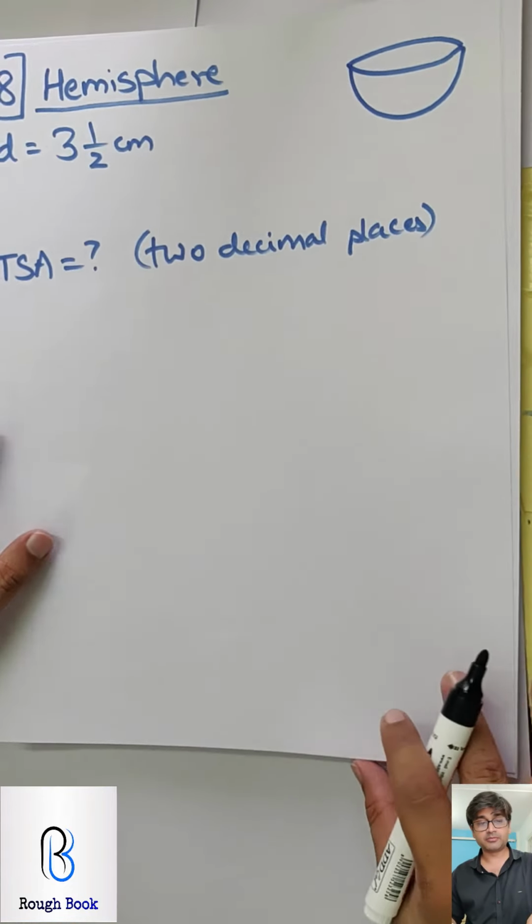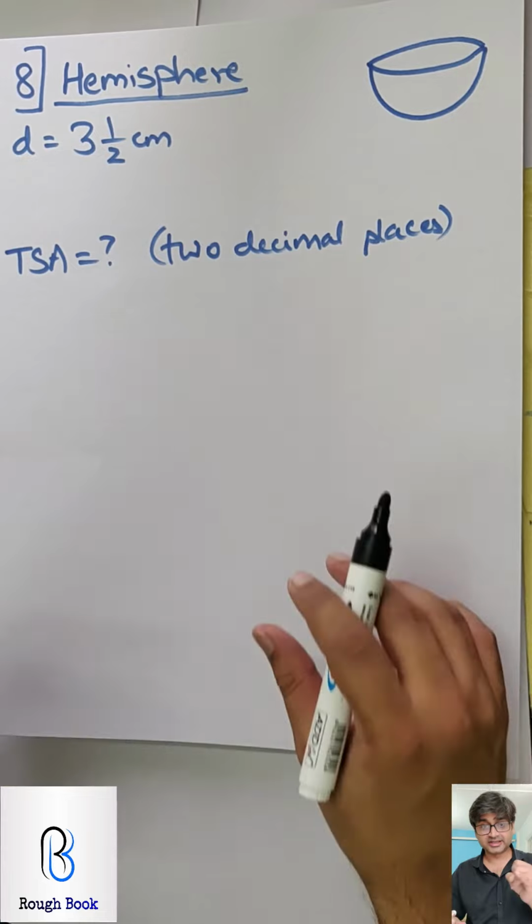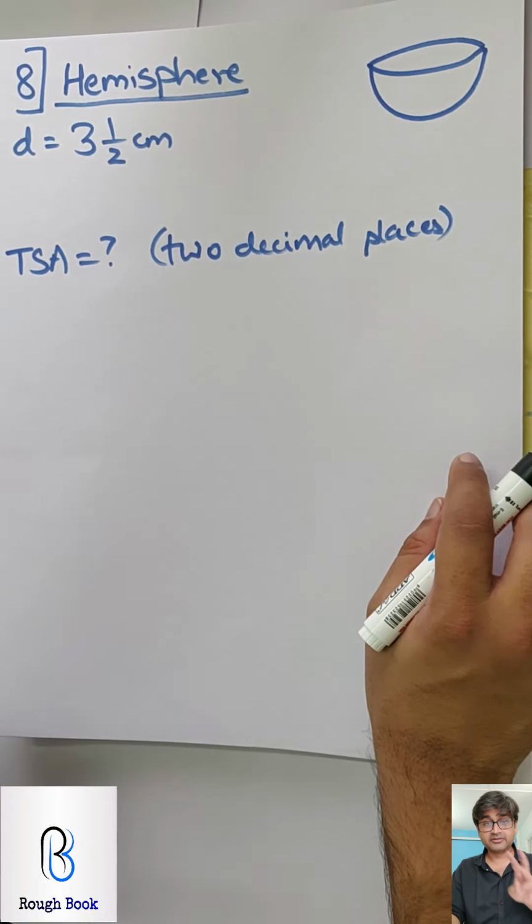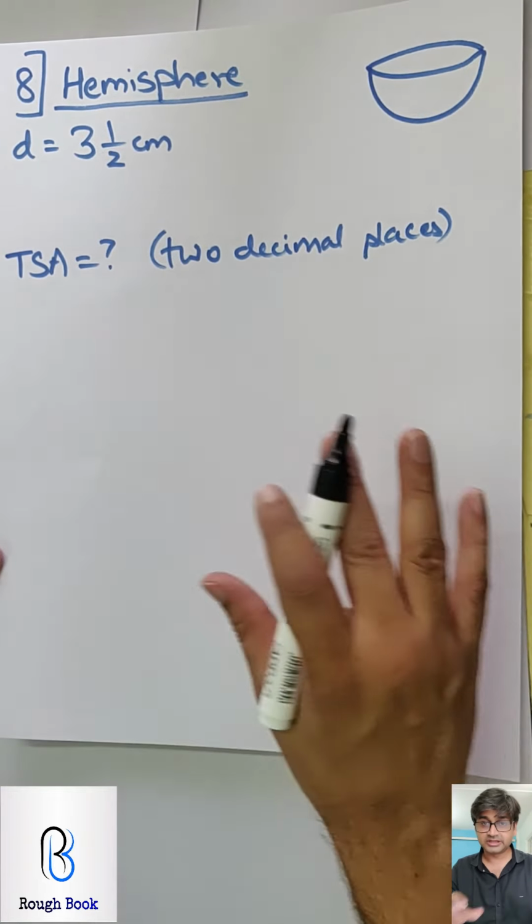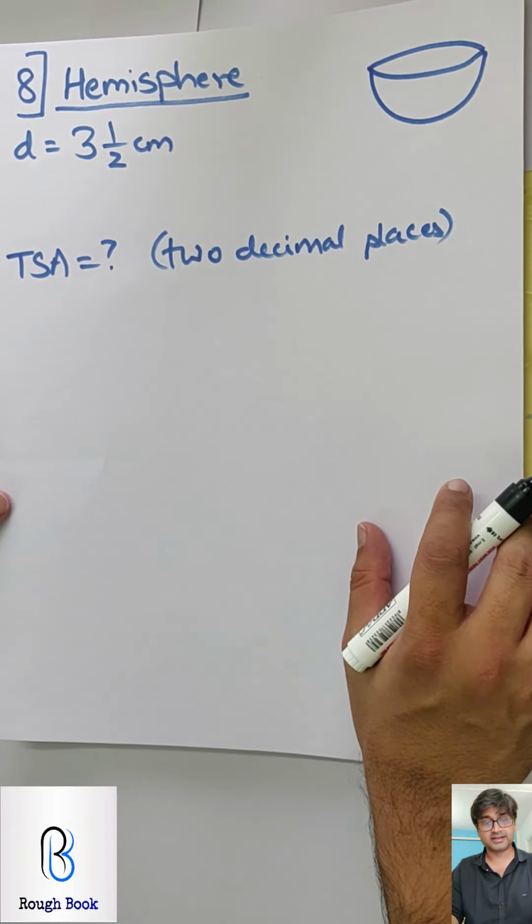Next one, sum number 8. Please note 6 and 7th is cancelled and even sum number 3. All the cancelled sums in the end I will tell you which are the ones which are cancelled.